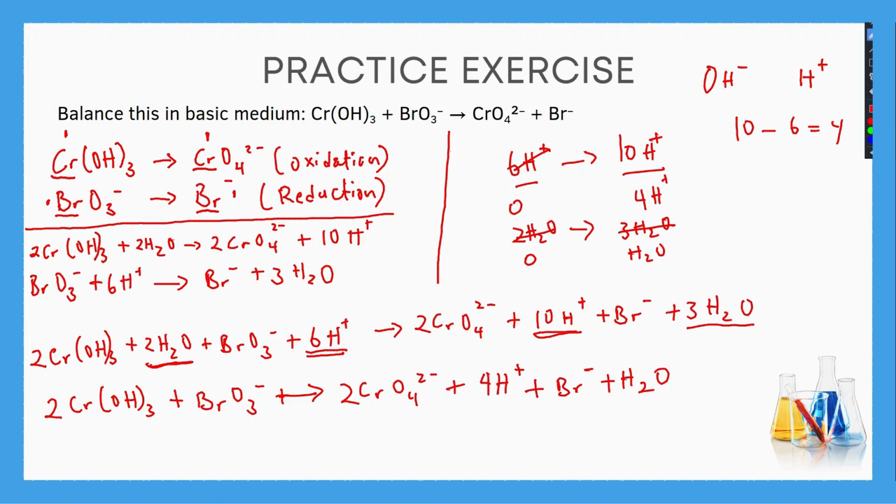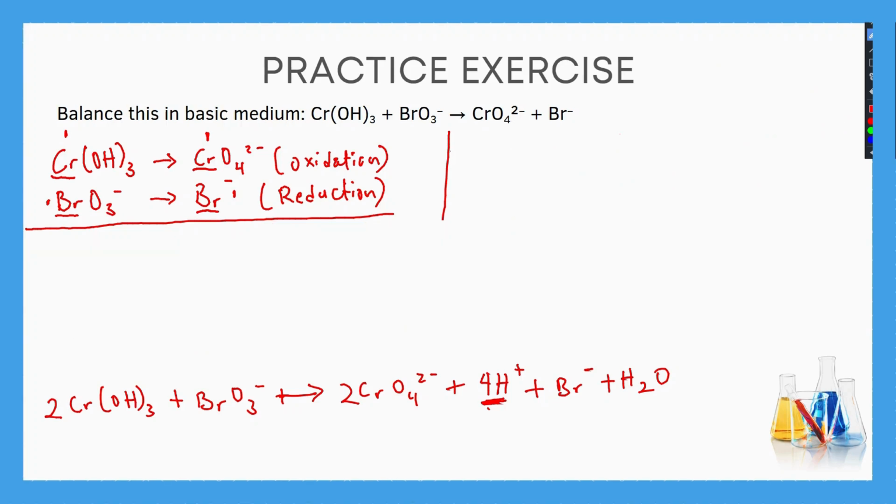Now the next step says for every H+ ion that you see in the equation, add an equal number of OH- to both sides to balance it. So let's do that real quickly. Now in order to add an equal number of OH- ions to both sides, we need to find out how many H+ ions we have. So we have 4 H+ ions over here.